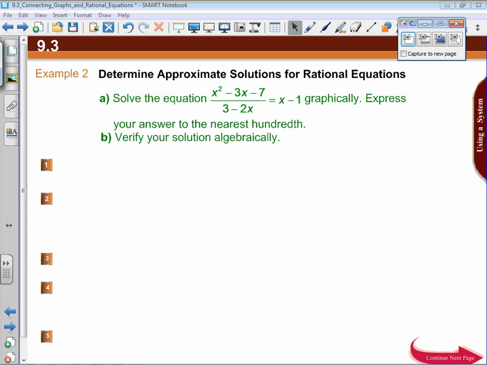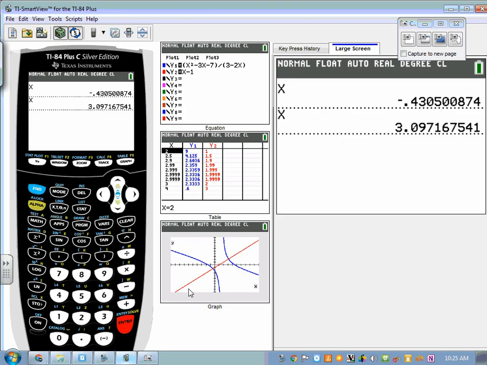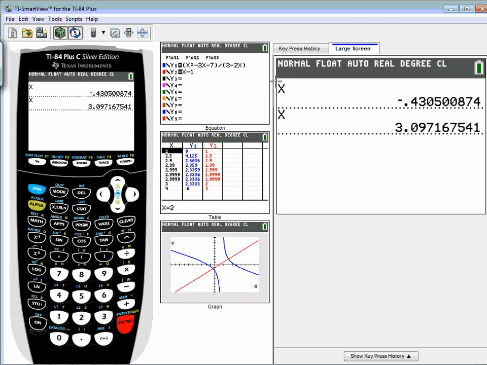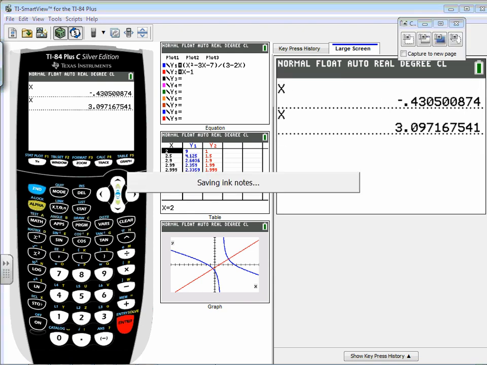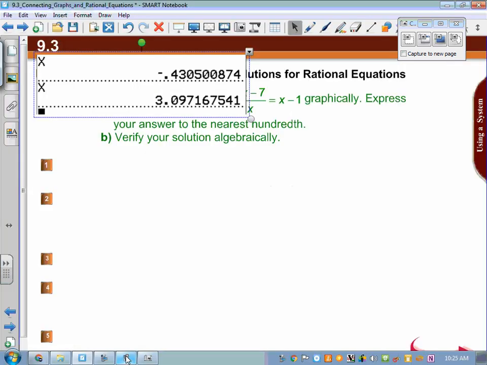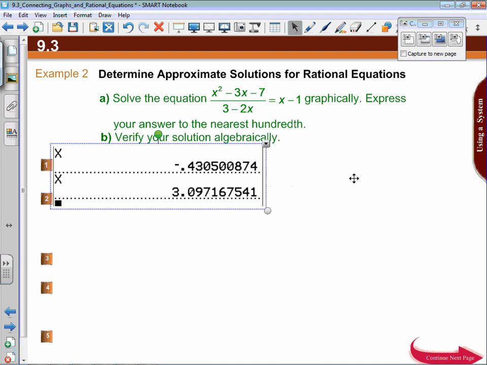And then what we're going to do is the second part, B, where it asks us to verify these solutions algebraically. And they definitely don't do us a favor, because these numbers are so long, and they're not very pretty numbers. So we have to expect that we're going to get some relatively ugly looking decimals when we verify this. And when we do verify it, we do have to verify both.